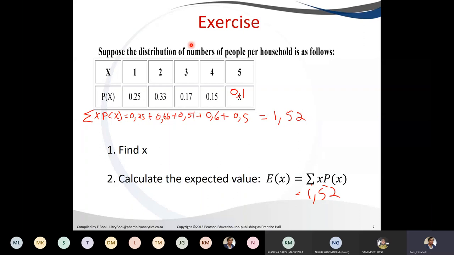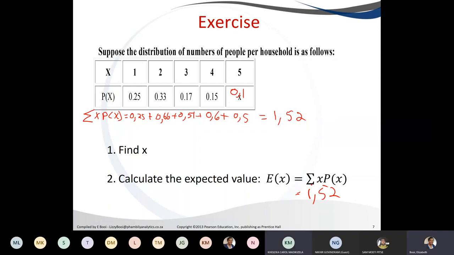0.25 plus 0.66 plus 0.51 plus 0.6 plus 0.5 equals 2.52. You are right. So we need to fix our answer here. Sorry, my bad. Yes, it's 2.52.